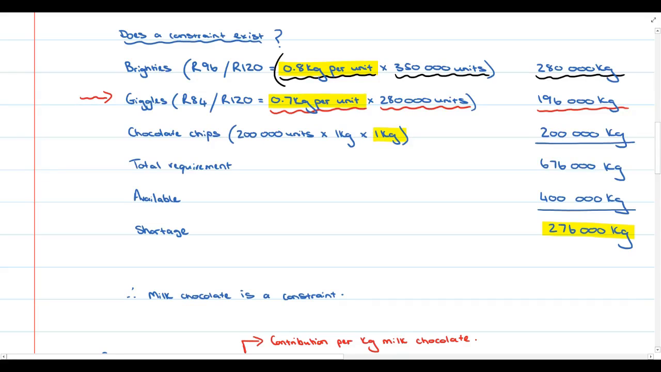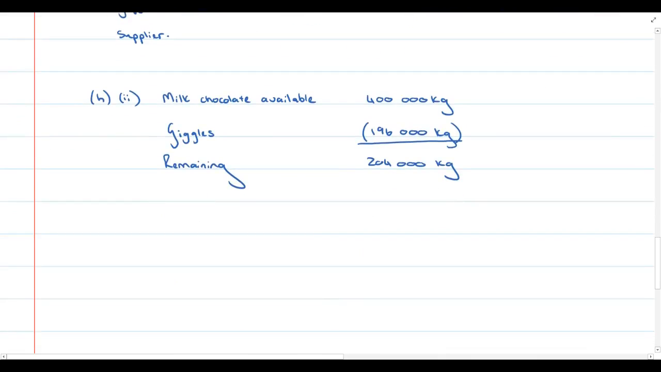We know that they need 0.8 kilograms of milk chocolate per unit. So if there are 204,000 kilograms available and 0.8 kilograms are required per unit, they will be able to manufacture 255,000 units of Brighties. And then after that, there won't be any milk chocolate remaining, and that's obviously why we concluded in part 1 that the chocolate chips need to be purchased from the external supplier.